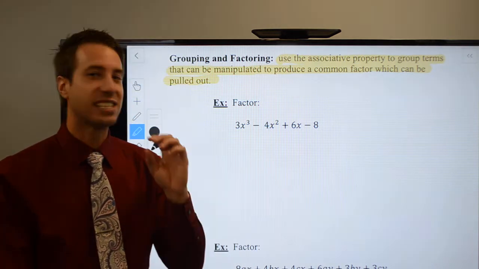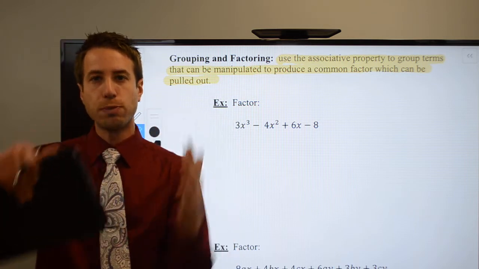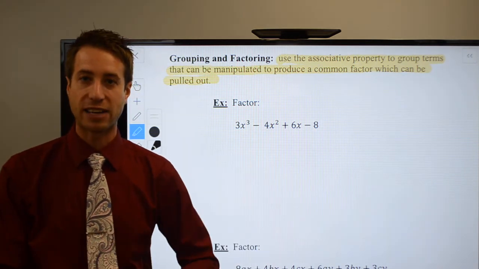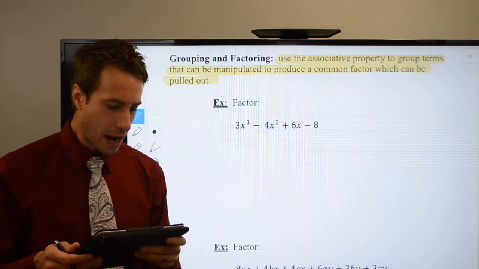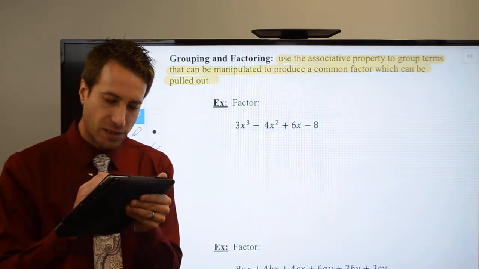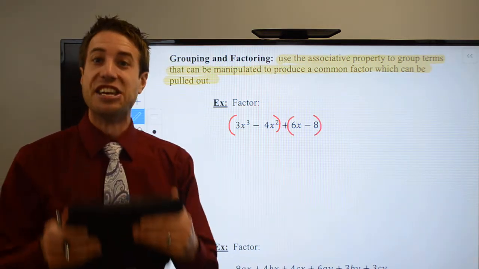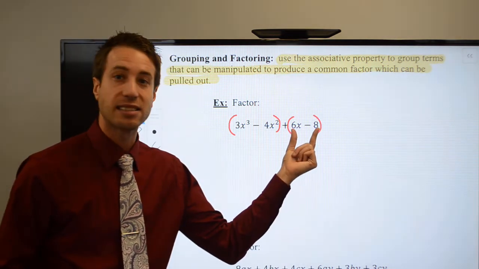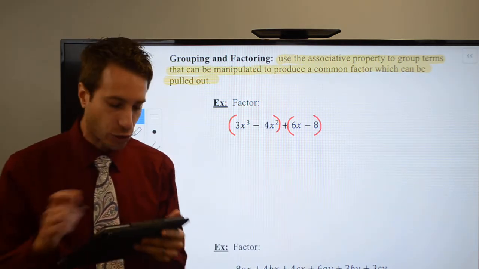So what we're going to use is this neat little trick, this method known as group and factor, to group together terms that do have a GCF, so that I can then pull that GCF out of just that grouping. Let me show you how this method works. I recognize just by looking at it that if I group these first 2 terms together and these last 2 terms together, the first 2 do have a GCF I can pull out, and the last 2 terms have a different GCF that I can pull out of them. Okay, so let's go ahead and do that.